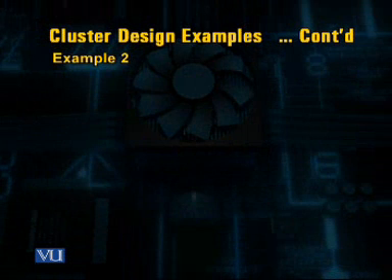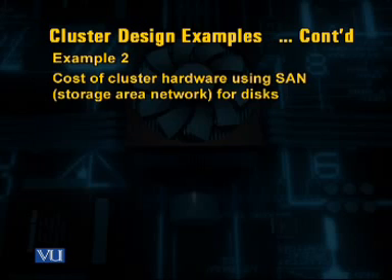Now let us consider the second example, where the second case is for the cost of cluster hardware using storage area network or SAN for the disk. Note that in the previous example, we set the disk local to the computer, which reduced the cost and space. However, it offered the following problems for the operator. That is, here there is no protection against the single disk failure, and the state in each computer has to be managed separately. Now, in fact, this thing results in system downstate on the disk failure.